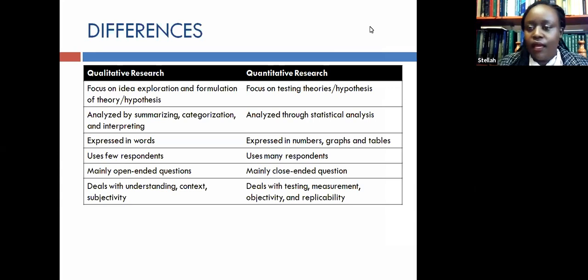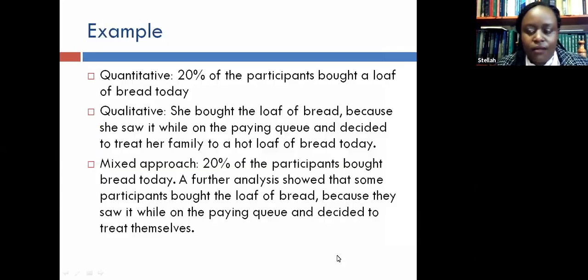Okay, pardon me for a minute. I need to sort out this screen. Just a minute. All right, so I am going to focus first of all on looking at the difference. Just a minute, something is wrong.